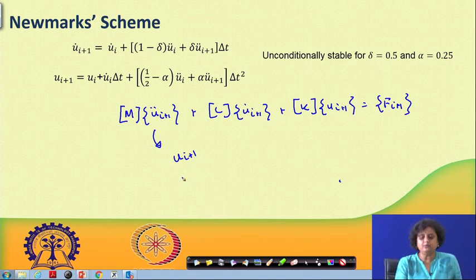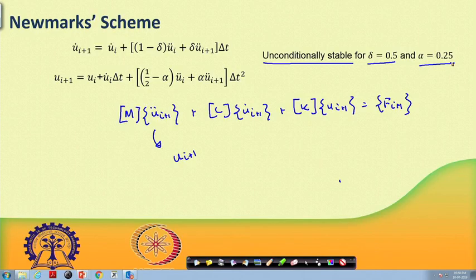So, we can find u i plus 1, and since we are using the equation of motion at the i plus 1th time instant to obtain the solution for u i plus 1, this is called an implicit time integration scheme. This scheme is unconditionally stable, that is, we have no criteria on the time interval del t, if we choose the parameters delta and alpha as 0.5 and 0.25. For other values of delta and alpha, the system is conditionally stable, or there is a criterion on the time interval del t to ensure stability of the solution.